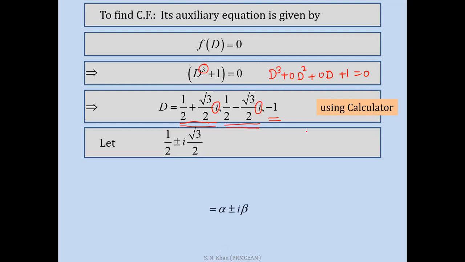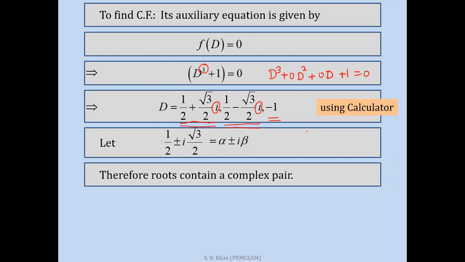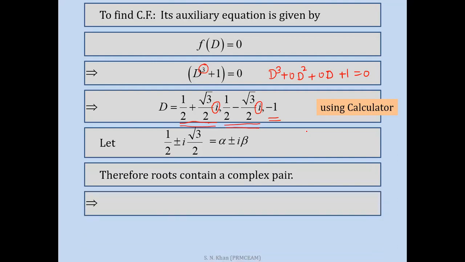And now compare it with alpha plus minus i beta. It is a complex pair, so we can compare it with alpha plus minus i beta. And the third root is minus 1, which is real. So therefore, the roots contain a complex pair, and hence CF is equal to... Abhi complex pair yahan pe present hai.